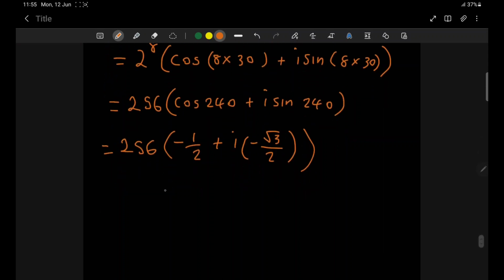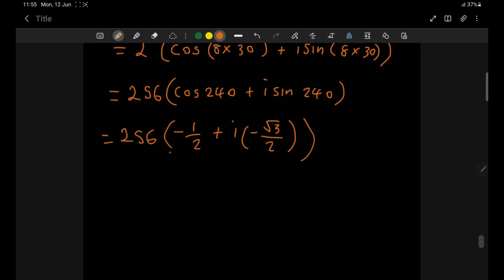Okay, then we can multiply through with 256. So we'll have 2 divided into 256. 2 into 256 is 128. So which means here we'll have negative 128. Sorry, this is minus 128i square root of 3. And this is our final solution.